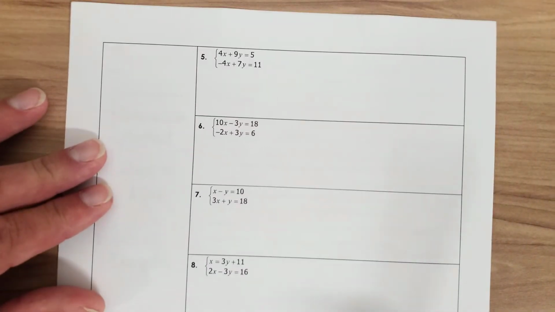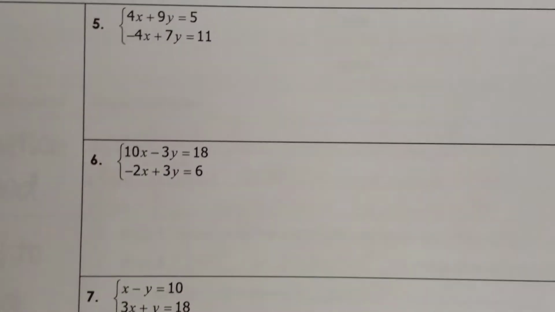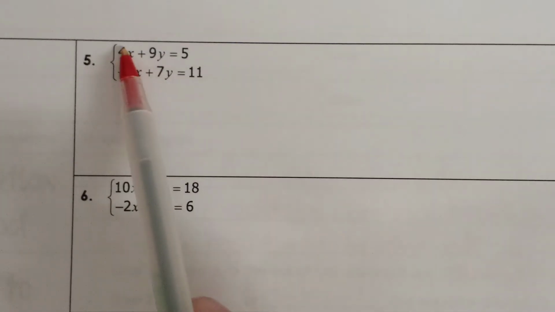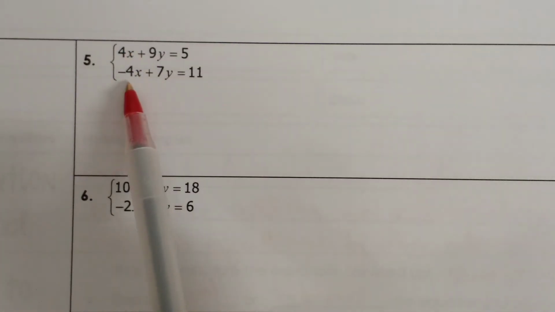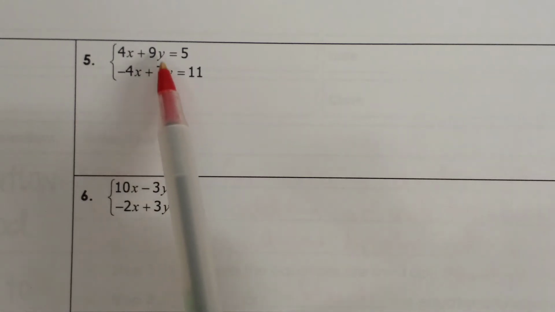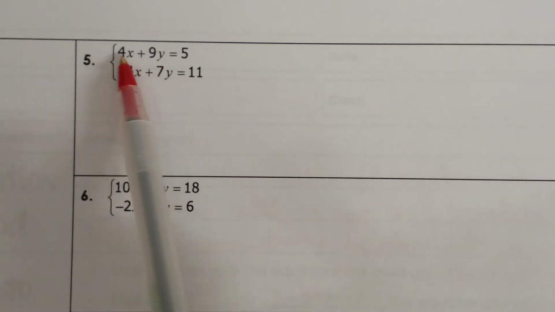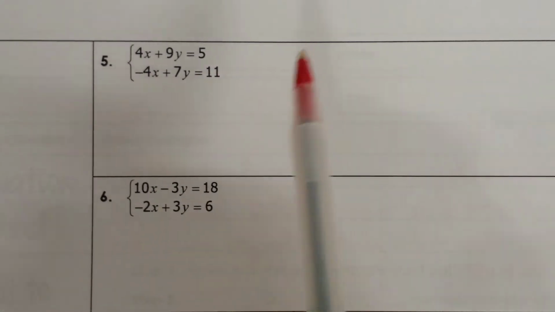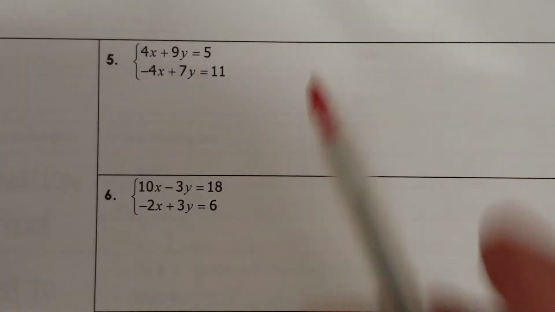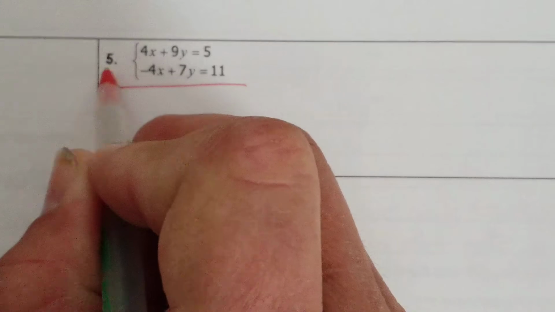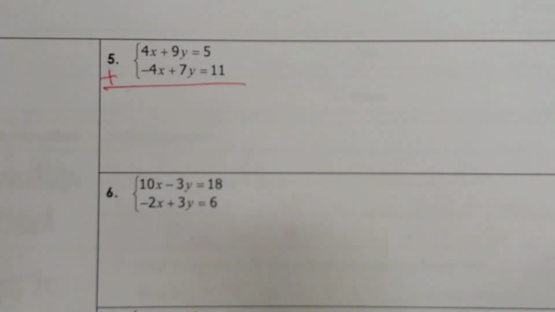Let's look at number 5. I have 4 and negative 4. These are exactly opposites, and that's what I'm looking for. The y numbers are 9 and 7. That does not help me, but these are exactly opposites. So in order to get these to cancel out, I wouldn't subtract. In this case, I would add.